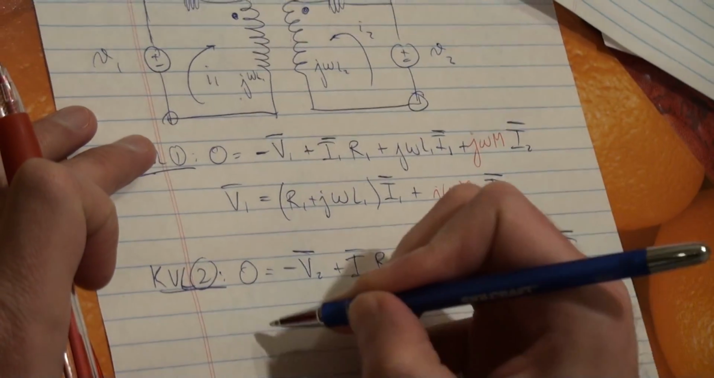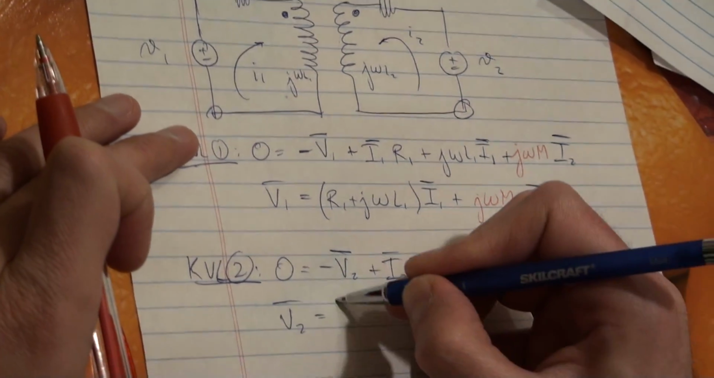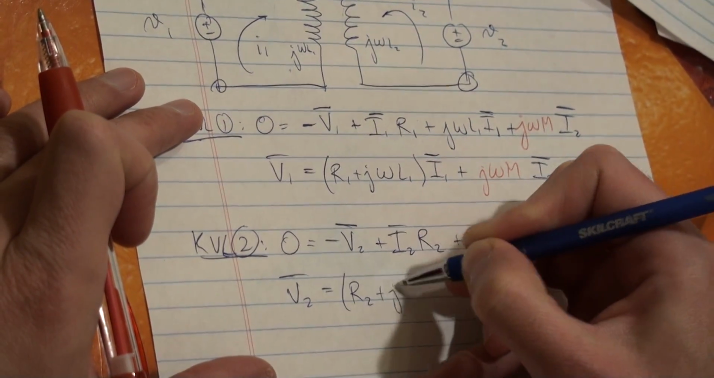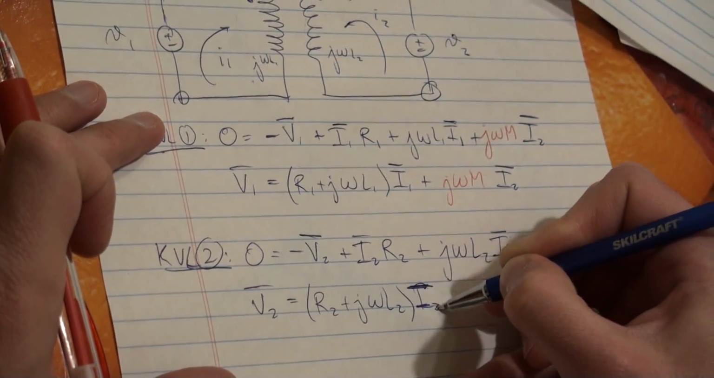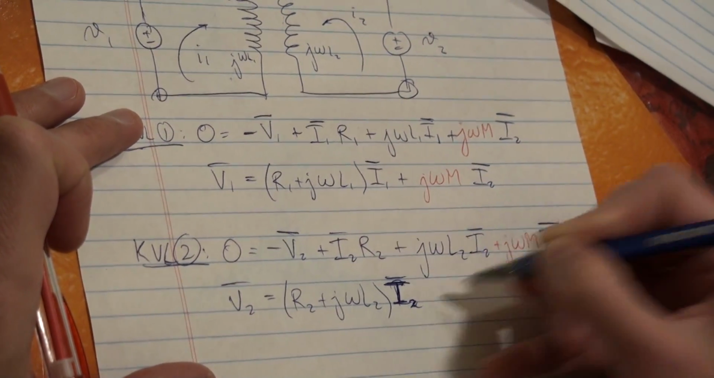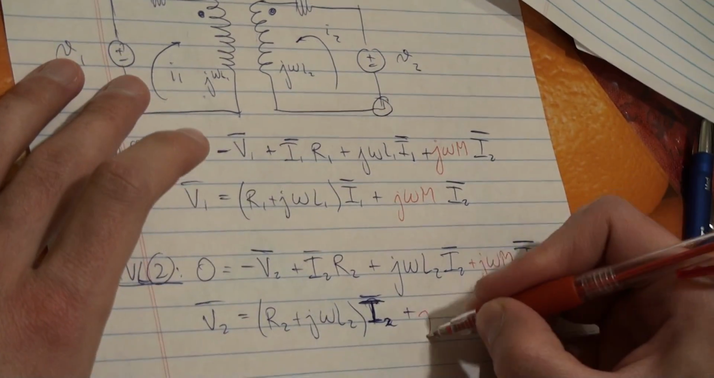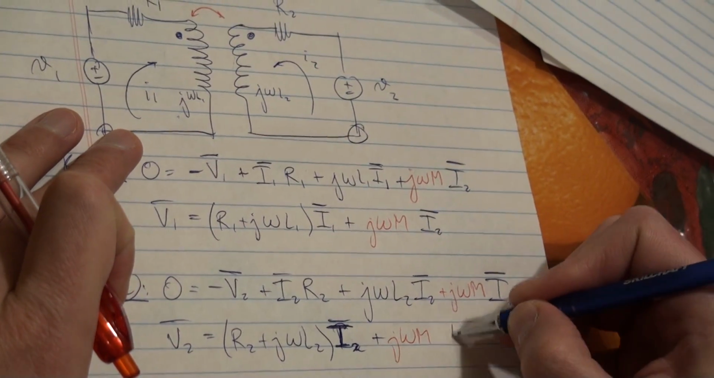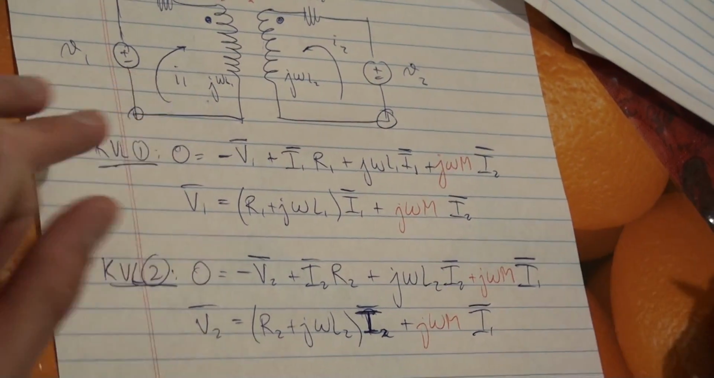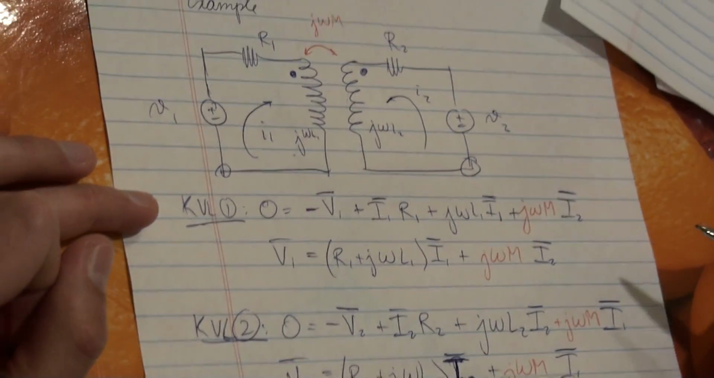So again, we bring V2 to the other side, we combine like terms, and we get R2 plus j omega L2, times I2, plus, and then we have j omega M I1. This would be how you would analyze a circuit with two inductors that are coupled.